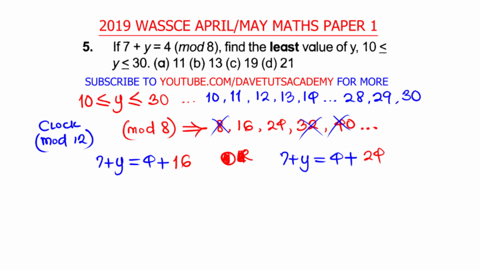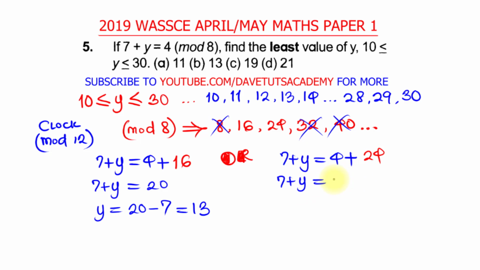So if we are to just solve that, here we are going to have 7 plus y is equal to 4 plus 16 is 20, such that y will be 20 minus 7. Okay, and we know that 20 minus 7 is 13. All right, in this second case we have 7 plus y is going to be 4 plus 24 is 28. So y will be 28 minus 7. And what is 28 minus 7?